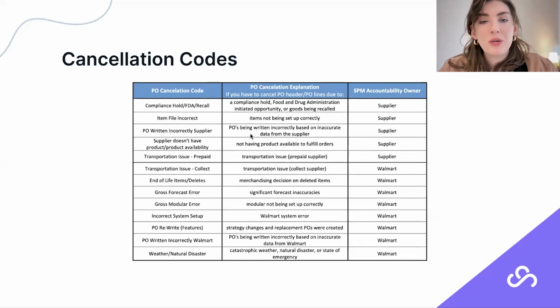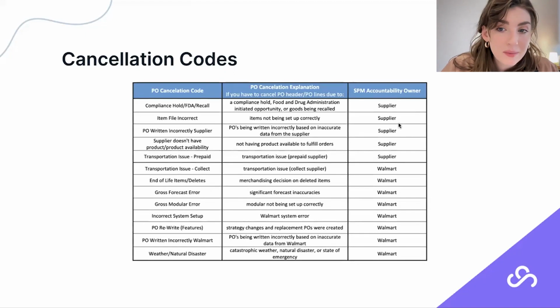So let's talk about some of these PO cancellation codes. Let's say an item is filed incorrectly. So go check out our Item 360 webinar, or go check out our webinars that we're doing with One World Sync. They help with making sure your items are set up correctly, as well as look beautiful on your website, or rather on your retailer's website. That's going to be accountable to the supplier, so you are on the hook for that and will incur any consequences that come for that.